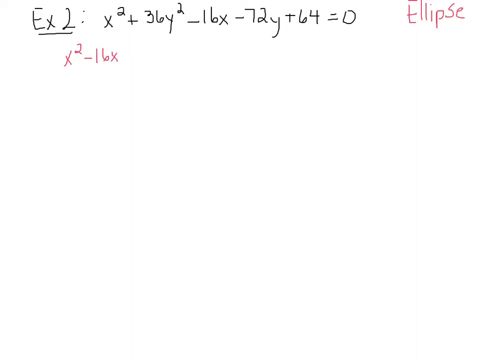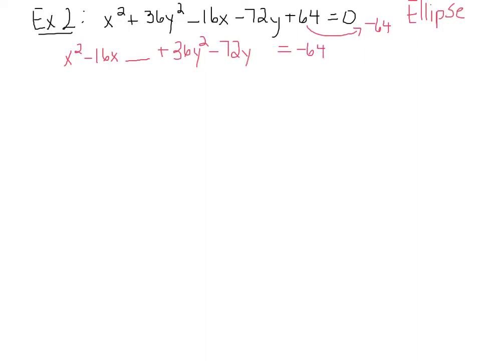Okay, it's already got the coefficient of 1 for the x squared, so we can go ahead and put our space there for when we complete the square. Then we have plus 36y squared, and then we've got the minus 72y to get it together. And then we're going to go ahead and move that 64 over to the other side. So it's positive there. When we move it over, it's going to be a minus 64. So we're going to say it's equal to negative 64.